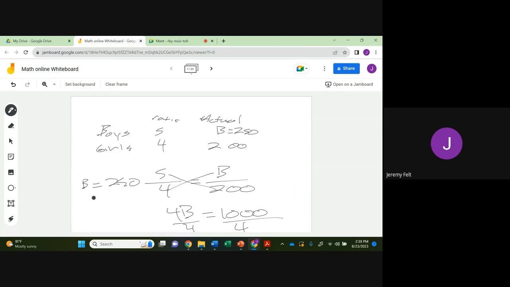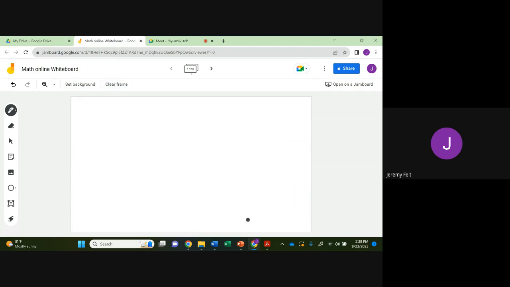Okay, so cross multiply and divide. And again, looking at the numbers, 250 to 200, yeah, it's a little bit more than 200. 5 is just barely more than 4, so we know it's right. And again, in this real world example, if we ever get a fraction or a decimal or something that doesn't look right, number's too big or too small, go back and check your work.